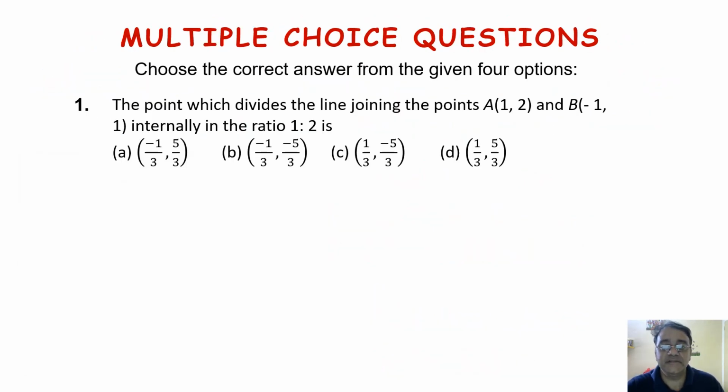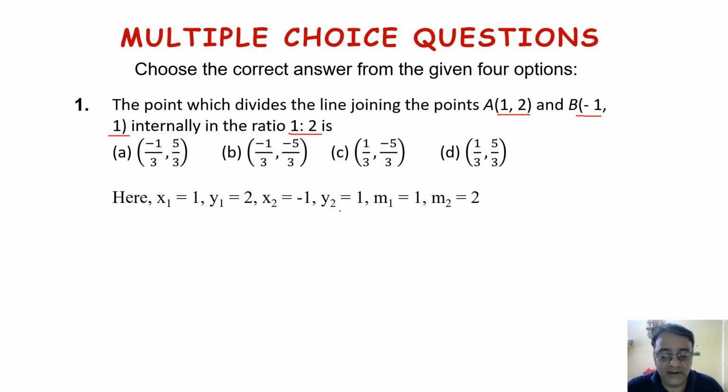The point which divides the line joining the points A (1, 2), B (-1, 1) internally in the ratio 1:2. Right? So first we will write x1, y1, x2, y2 and m1, m2. So what is x1, y1 here? 1, 2. Right. And x2, y2 is -1, 1. And m1 is 1 and m2 is 2.